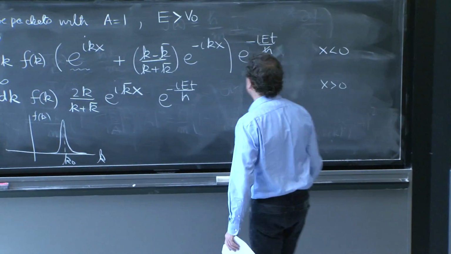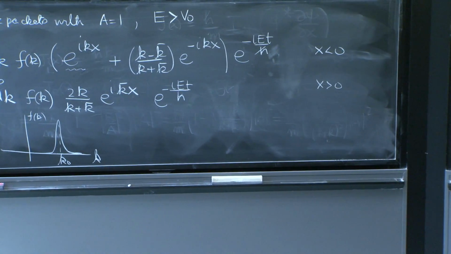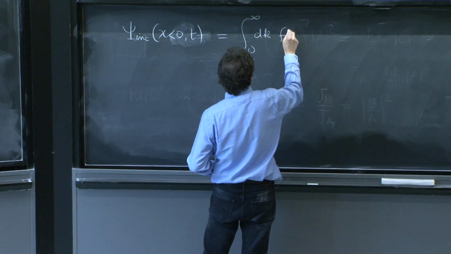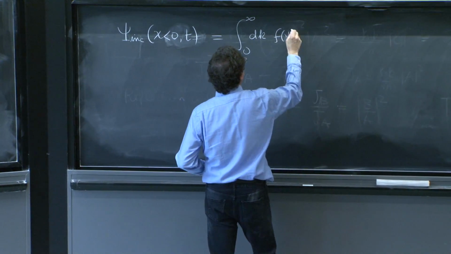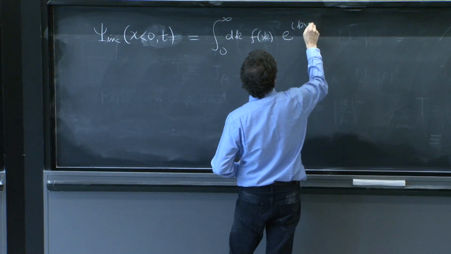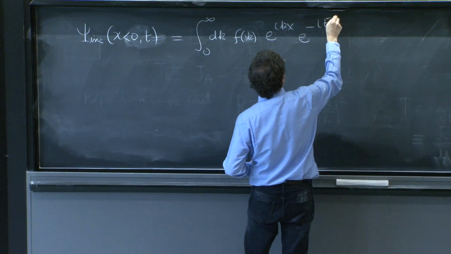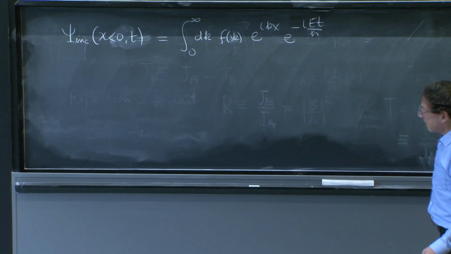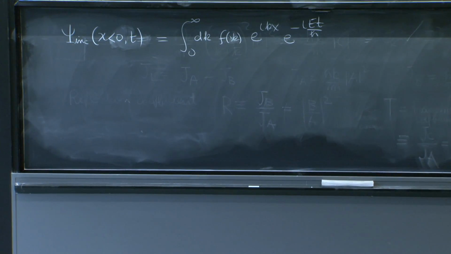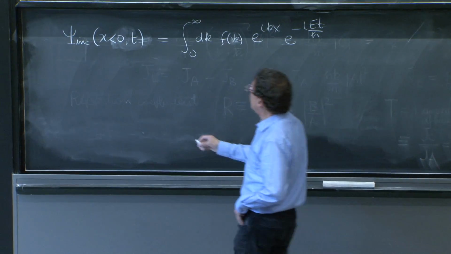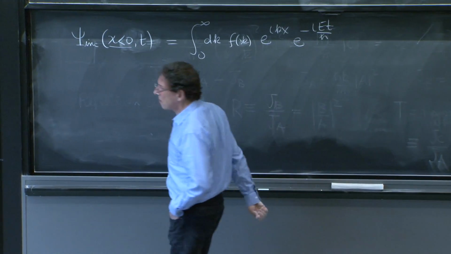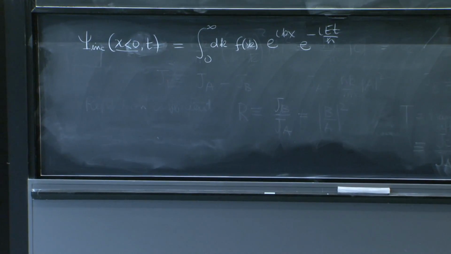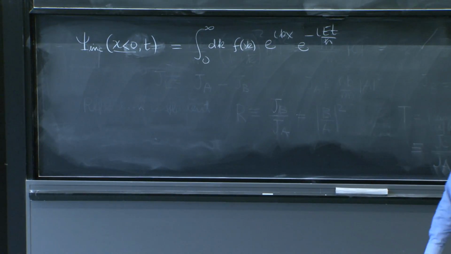This is for x less than 0, and the incident wave packet is the integral dk from 0 to infinity of f of k e to the ikx e to the minus iEt over h bar. And this is just defined for x less than 0, and that's so important that I write it here. For x less than 0, you have an incident wave packet.